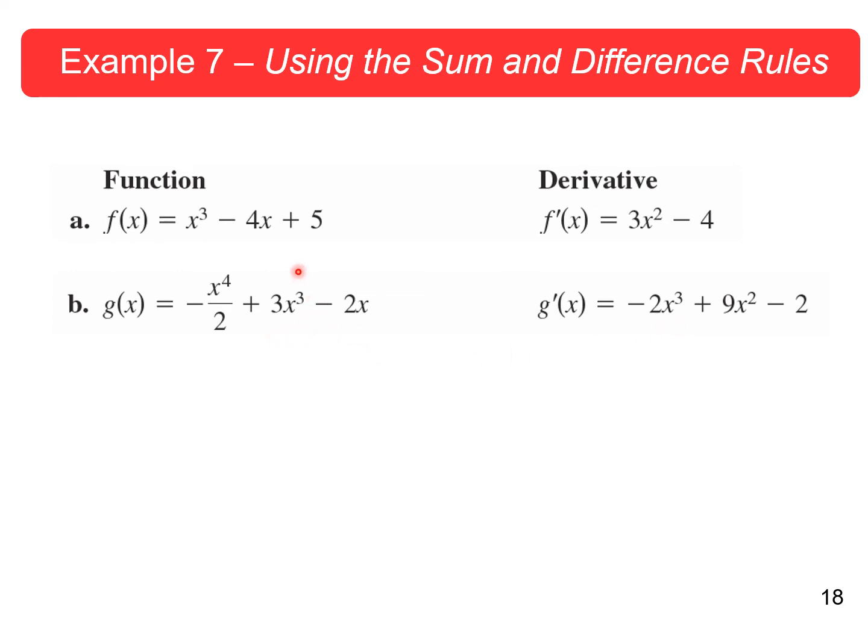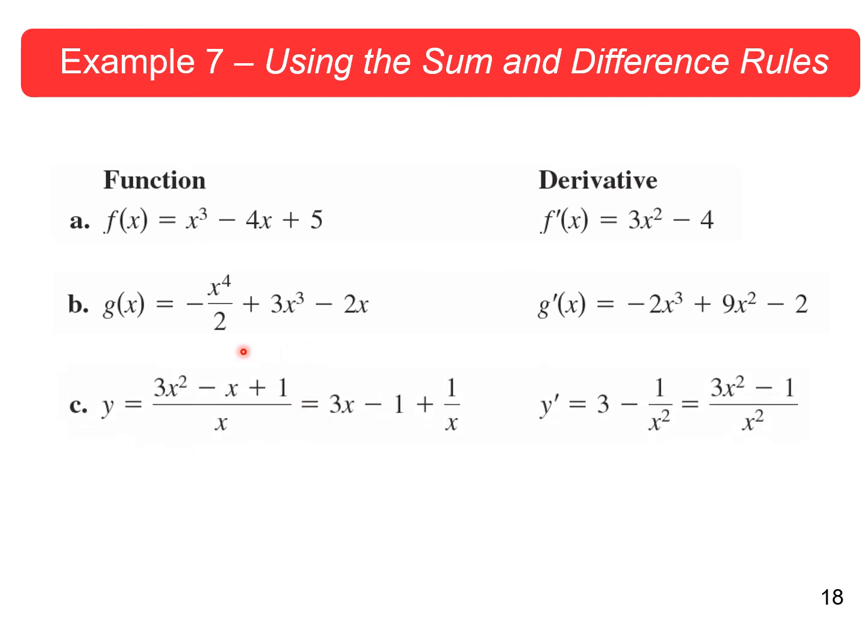Here, differentiating this, you get 3 times 3. So that is equal to 9. And then subtract 1 from the exponent here. That's how you get 2. So 9x squared is the derivative of 3x cubed. And then the derivative of negative 2x is equal to negative 2.